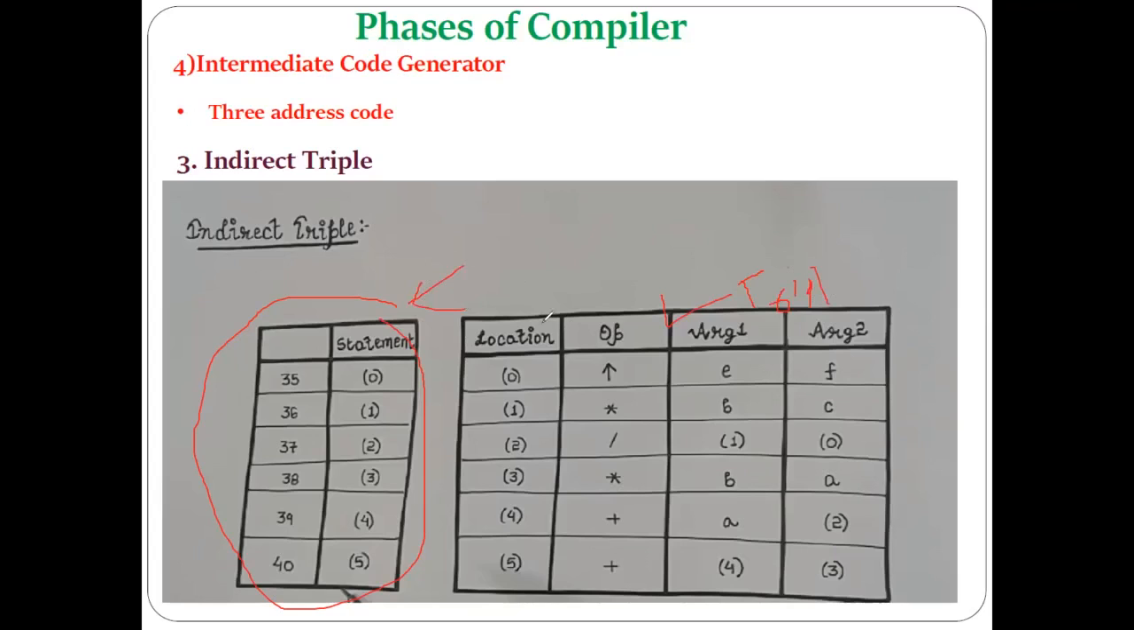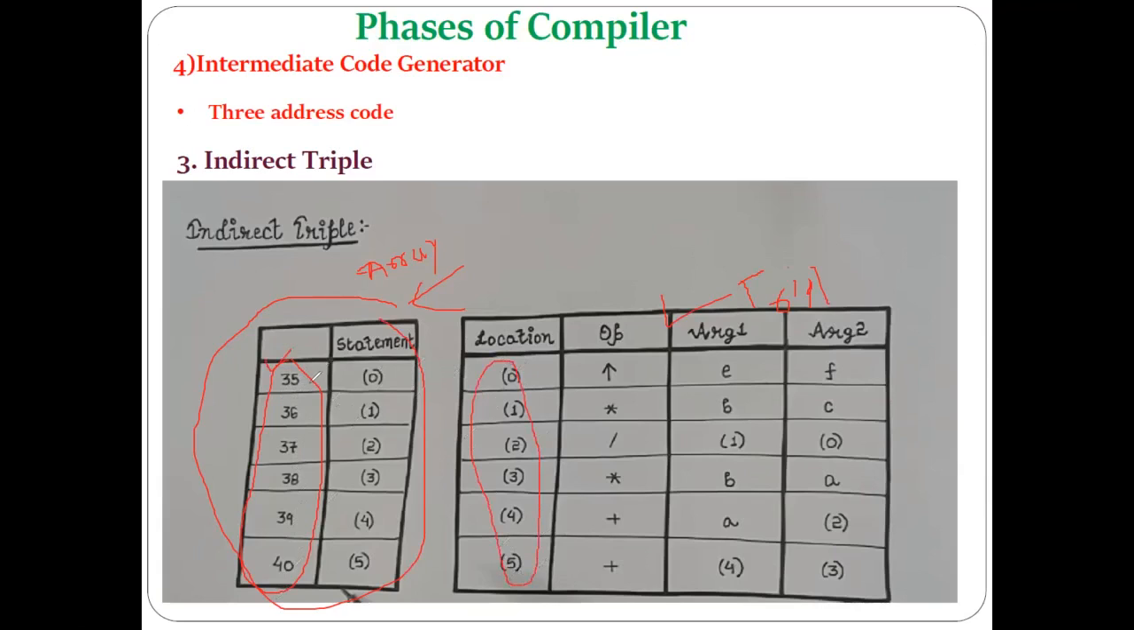As I said, in the indirect triple representation, we use one array list, and that array list will contain the pointers to the position numbers. So this is the array list, and these are the pointers we have chosen here. Any number can be generated as a pointer. Here, just as an example, I have taken the pointers as 35, 36, 37, 38, 39, 40. These numbers can be anything, it can be 100, 101, 102, like this. Understood? And these are the position numbers.